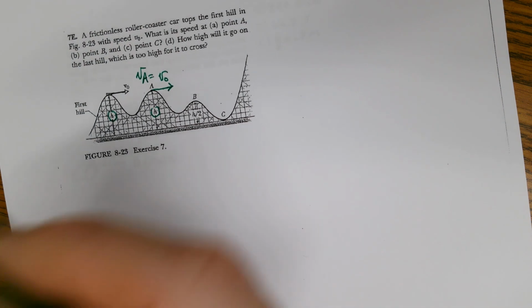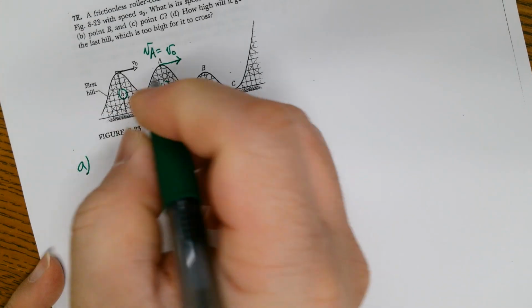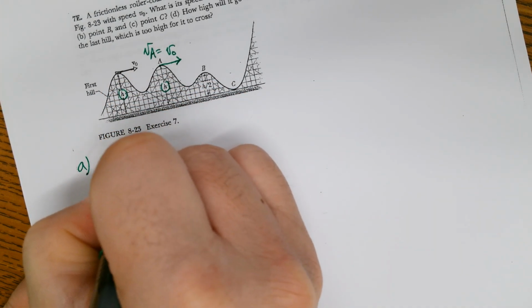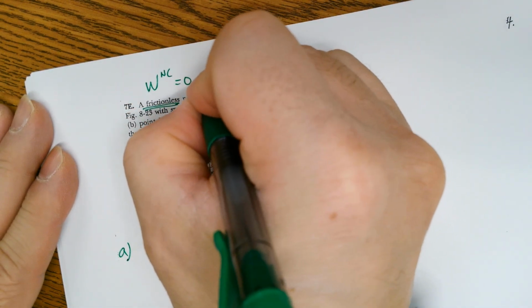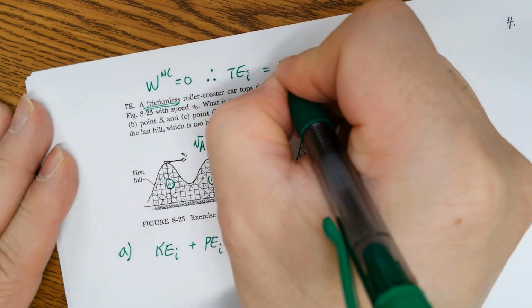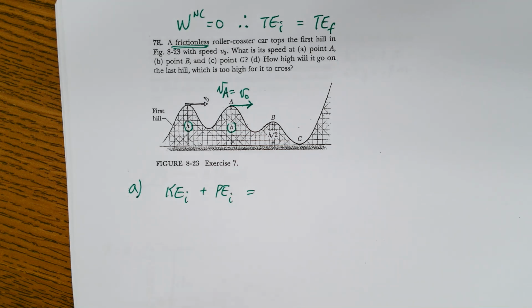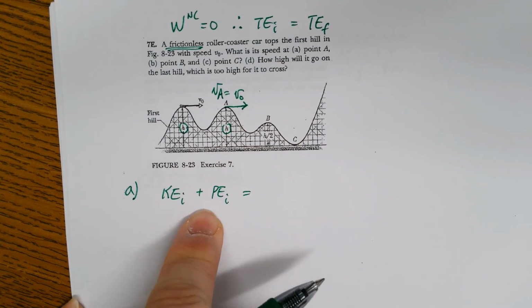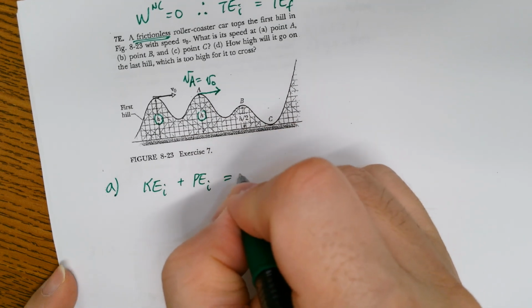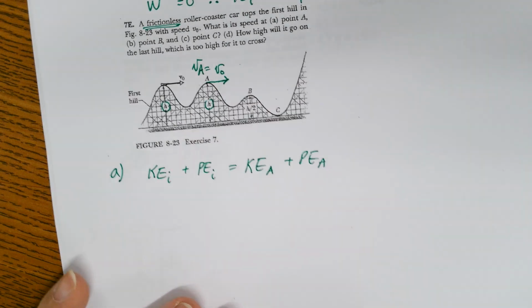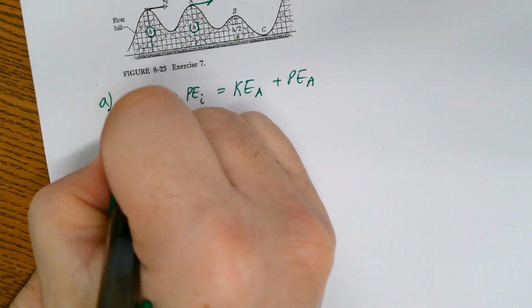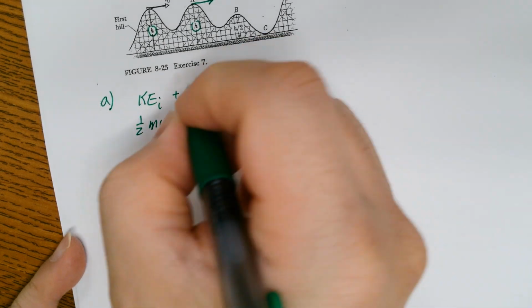Okay? So that's easy. So let's work it out. For A, kinetic energy initial plus potential energy initial is equal to, because it's frictionless, you can say work done by the non-conservative force is equal to 0. Therefore, total energy initial is equal to total energy final. So kinetic energy initial plus potential energy initial is equal to kinetic energy at A plus potential energy at A.